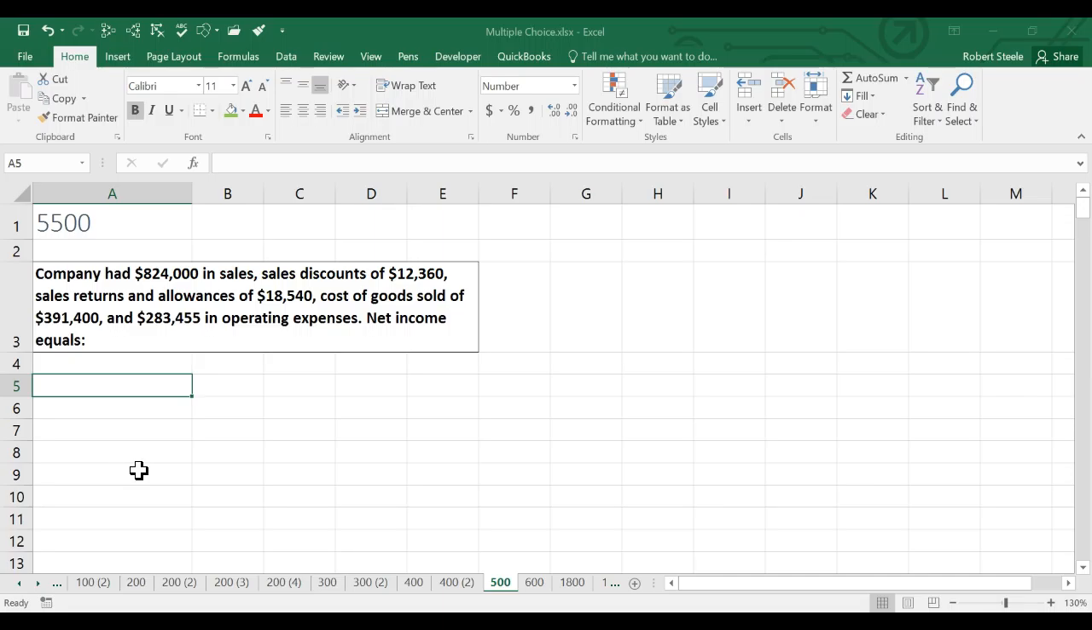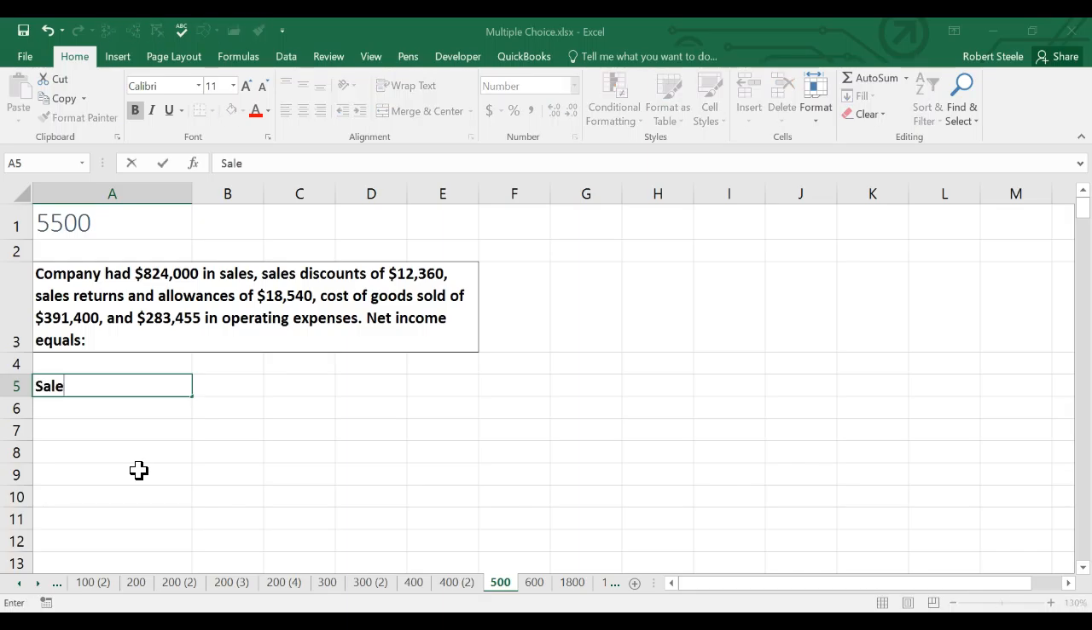Alright, so we have a company that had $824,000 in sales, sales discounts of $12,360, sales returns and allowances of $18,540, cost of goods sold of $391,400, and $283,455 in operating expenses. What is net income? Alright, so let's just list these out and see which accounts are balance sheet accounts and which accounts are income statement accounts. So the net income is sales less expenses, basically.